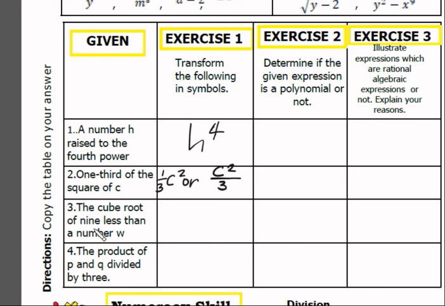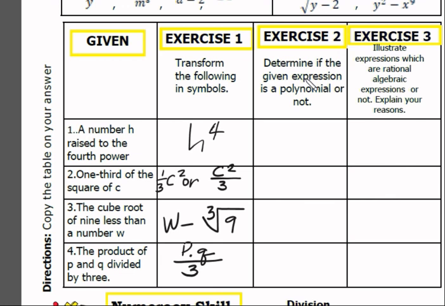Then we have the cube root of 9 less than a number w. Meaning the cube root of 9 must be subtracted from the number, or the letter, or the variable w. So we have here the cube root. Okay. Then for number 4, the product of p and q divided by 3. So multiply p times q, or just simply write pq all over 3. So we are done with exercise 1.